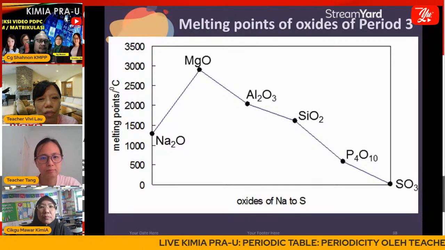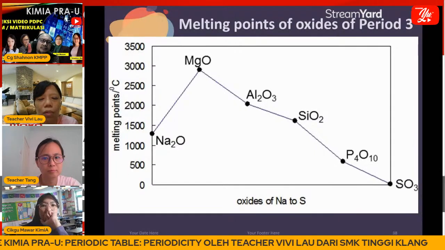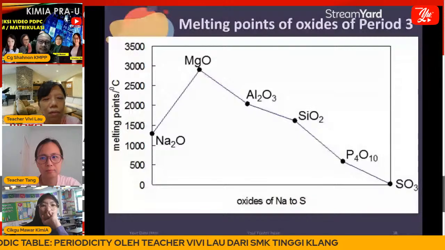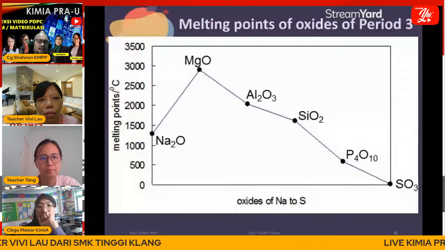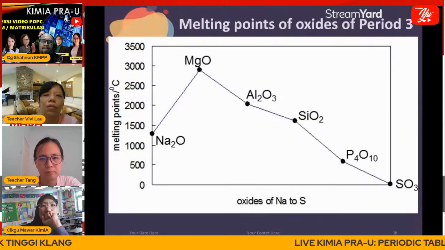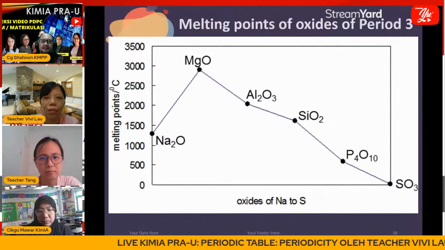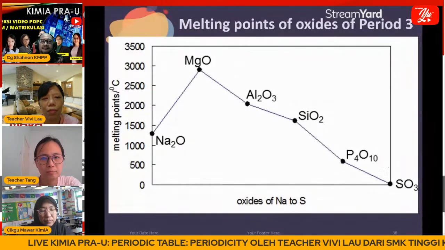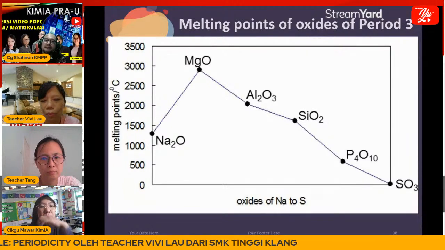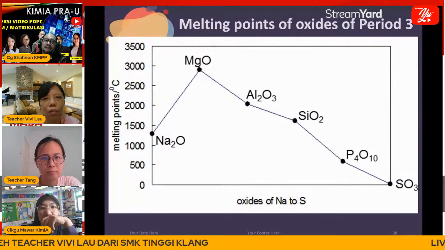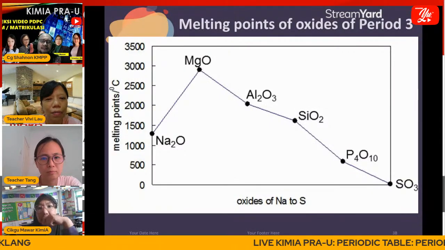So for oxides of period 3, magnesium oxide has the highest melting point. This one is the melting point of oxide. So across a period, the melting point of oxide decreases. Magnesium oxide is higher than sodium oxide, because magnesium oxide has a more complex structure than sodium oxide.